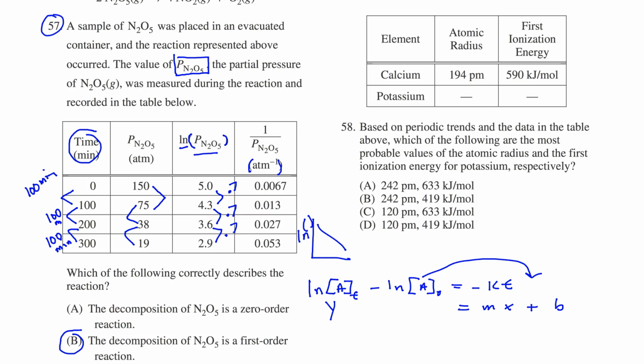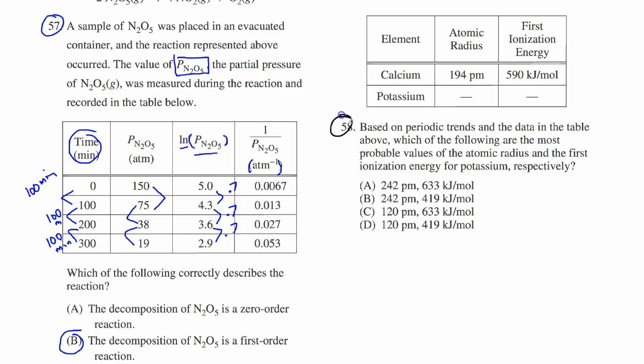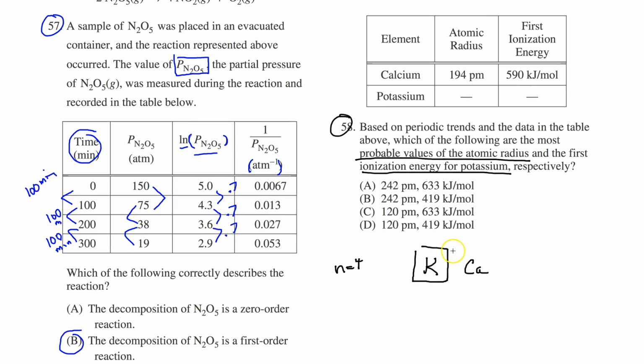Onto 58. Number 58. Based on the periodic trends in the data table above, which of the following are the most probable values of the atomic radius and the first ionization energy of potassium, respectively? All right, well, potassium and calcium are N equals 4. You're in the fourth row, quantum number 4. And of course, potassium is an alkali metal, and calcium is an alkaline earth metal. And so this is row 1, column 1, column 2.